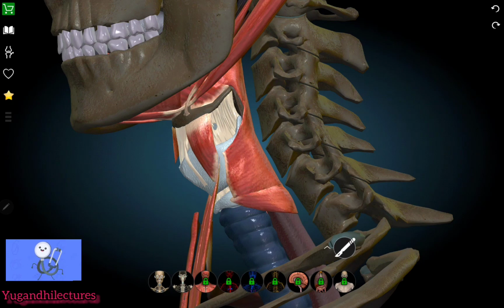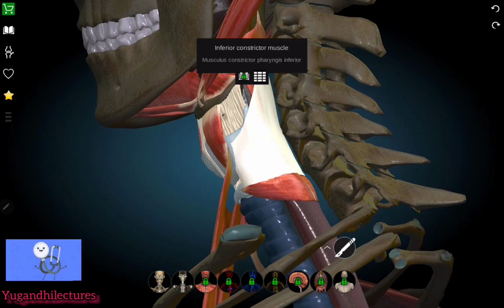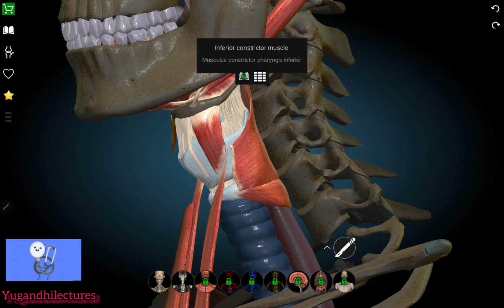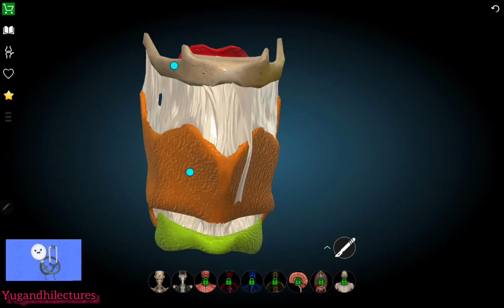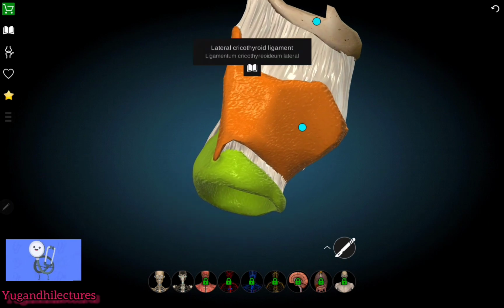And the last muscle that gets attached to the oblique line is the thyropharyngeus part of the inferior constrictor muscle. You can see this is the thyropharyngeus and this is the cricopharyngeus. The thyropharyngeus part of the inferior constrictor muscle gets attached to the oblique line of the thyroid cartilage. Coming to the next feature, the lower border and the inferior cornu. You can see here this is the lower border and this is the inferior cornu. They both give attachment to the lateral cricothyroid ligament.